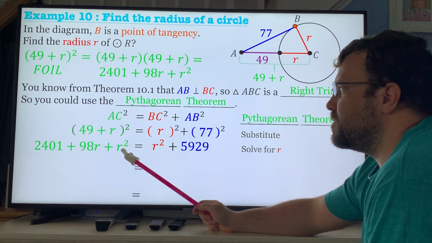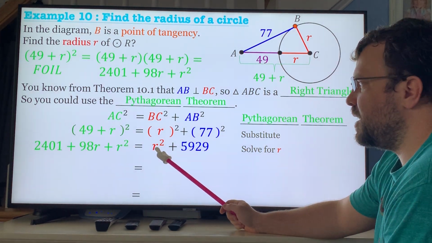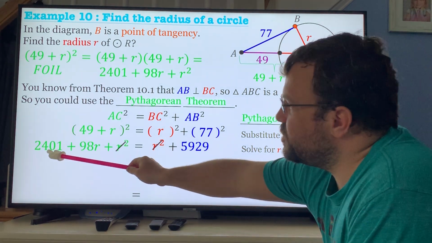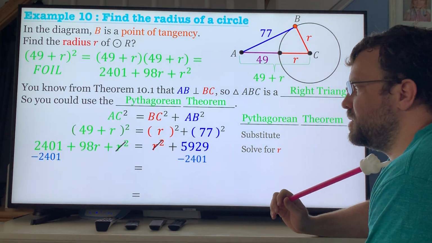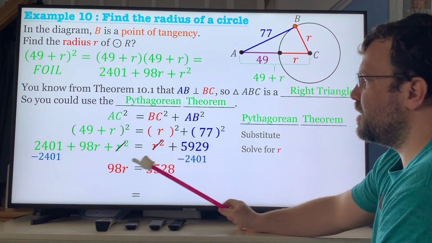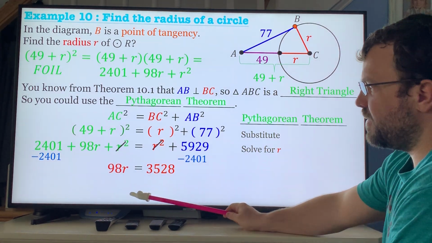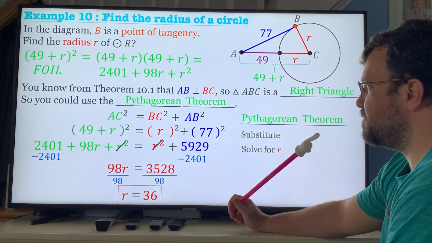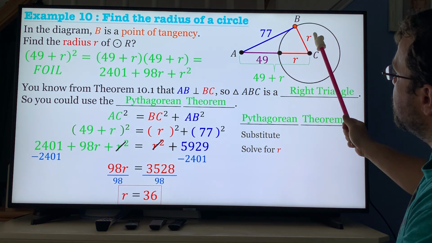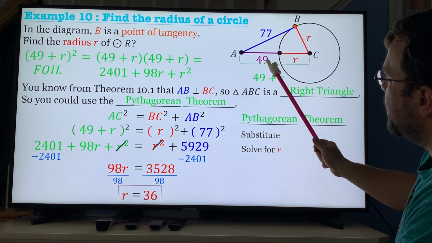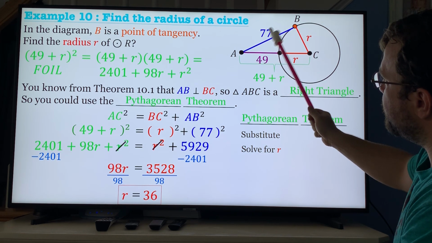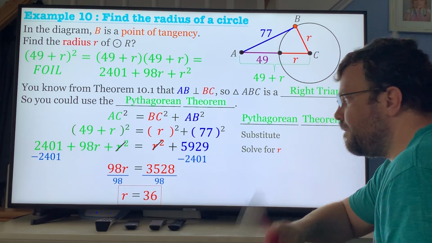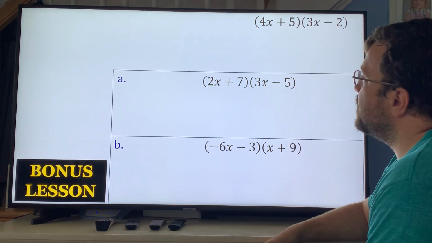Now look what happens here. We have to solve for R. If we subtract R squared from both sides, they just cancel out. Now you subtract 2,401 from both sides. You get 98R equals 3,528. Divide both sides by 98, and you get 36. And that's what our radius is. If you added 36 plus 49, 85 squared equals 77 squared plus 36 squared. It comes out right. Got it? Excellent. Let's look at a bonus lesson.